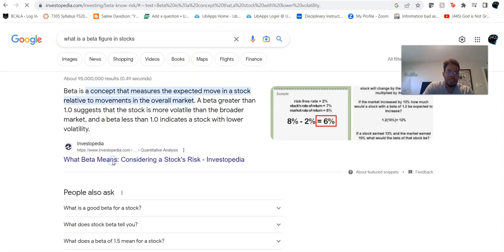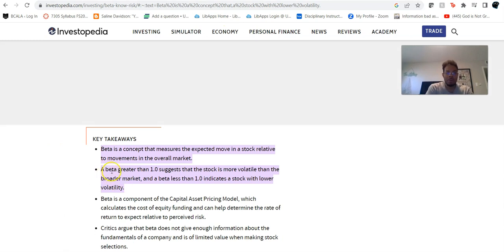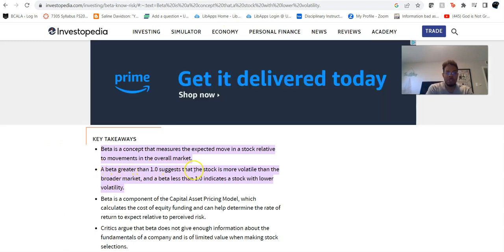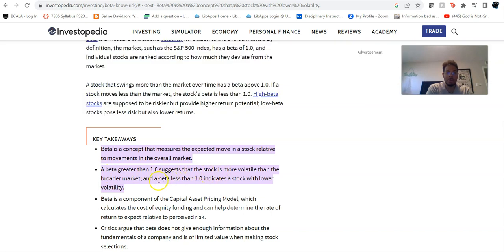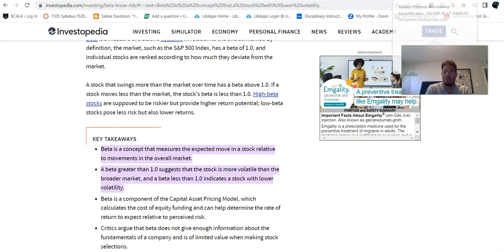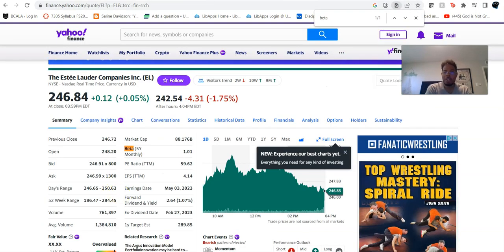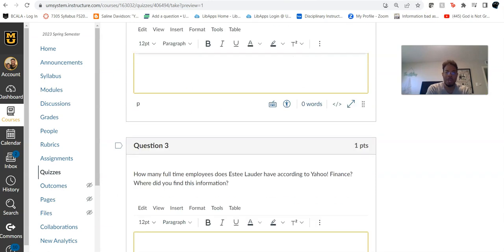So what beta means, and then you've got this. And this is the most important thing to know here. A beta greater than 1 suggests that the stock is more volatile than the broader market. And if the beta number is less than 1, then that indicates the stock is of lower volatility than the broader market. So that's what your beta is, and you can get your beta rating right there on the landing page. You don't have to go searching for it too bad.